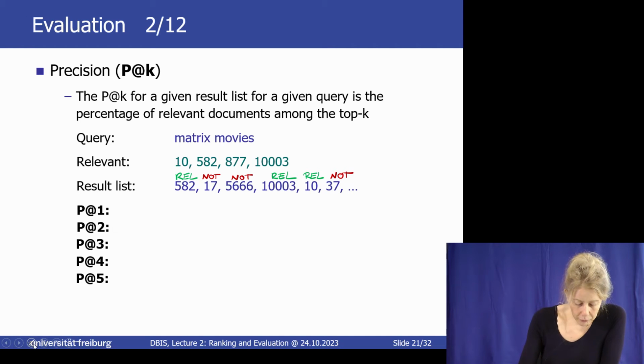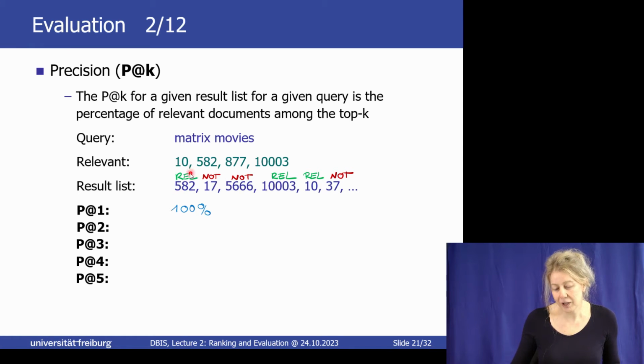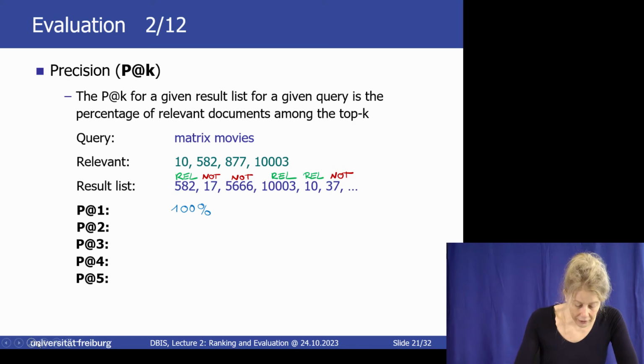Okay, and now, do we have anything else on this slide? Yeah, this will come in a second. P at 1 just says, when I look at the first document, how many of these are relevant, and it's 100%. So if I just look at the top 1 ranked documents, and now if I look at the top 2 ranked documents, so now I'm looking at these 2 and I'm asking myself, which percentage of those are relevant? 50%, yeah, you got it. That's 50%. And let's continue.